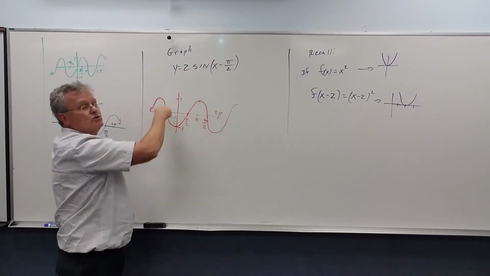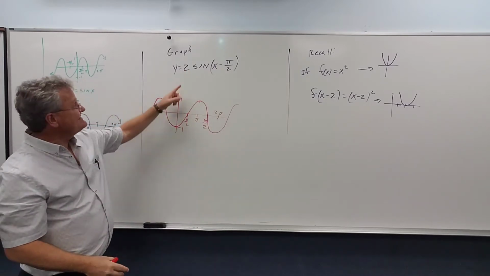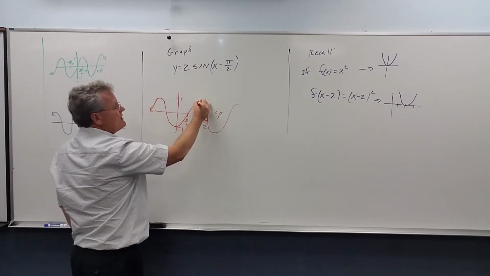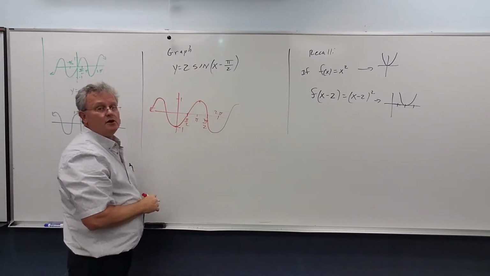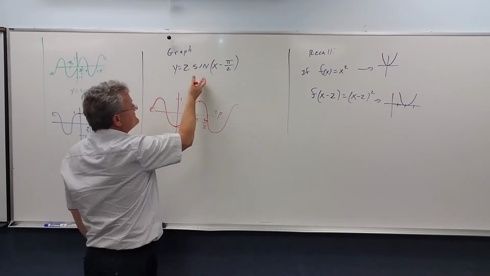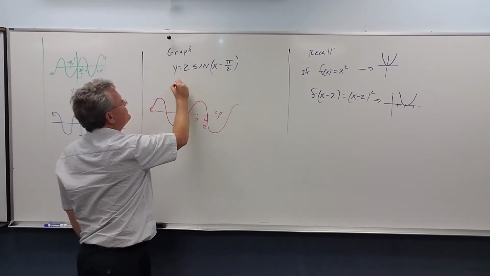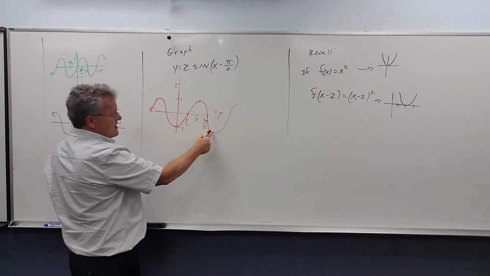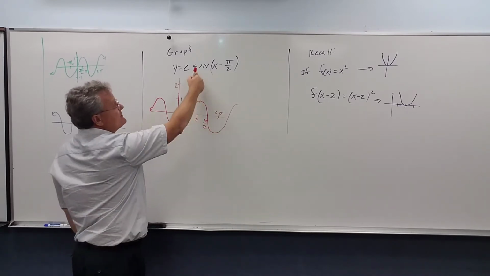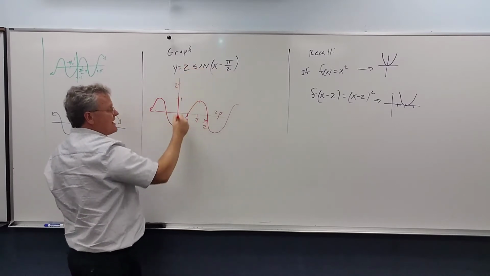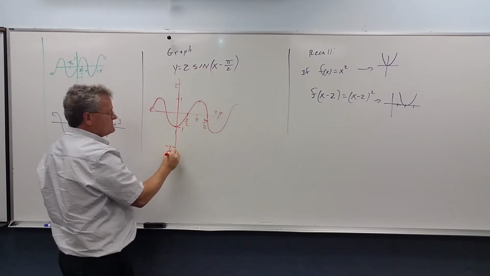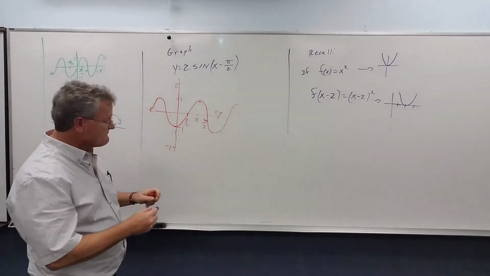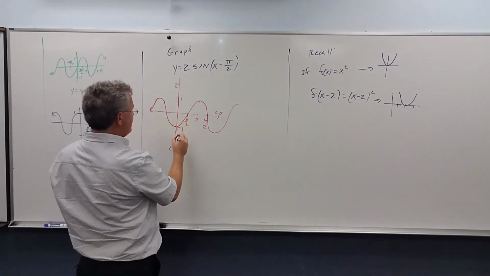Now what does the 2 do? It multiplies every one of these values by 2. So at this point here, the value is 1. When I multiply that, it takes us up to 2. Similarly, right here and right here, our value is negative 1. When I multiply that by 2, it takes it down to negative 2.